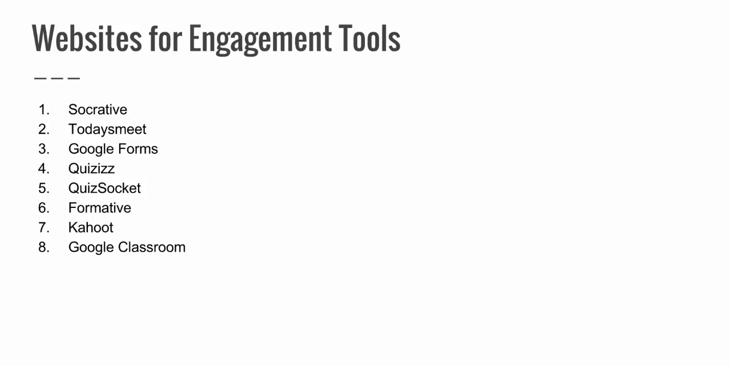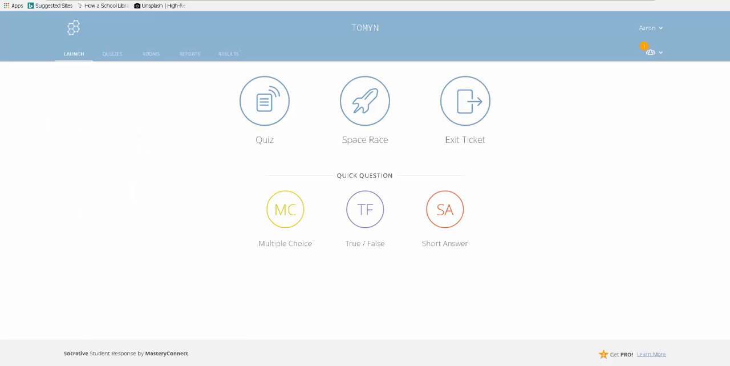Like I said, I'm going to specifically focus on Socrative today. It is my personal favorite. Once you've logged in and created an account, you can customize your room name so that it's something easy for your kids to put in there. Otherwise, it's random numbers and symbols.